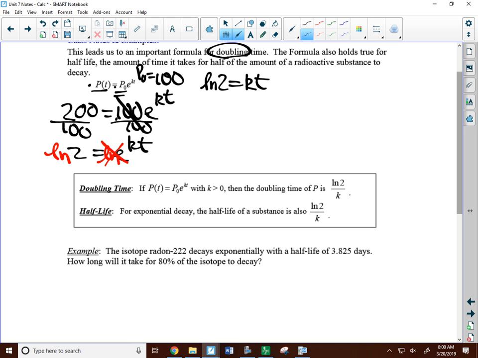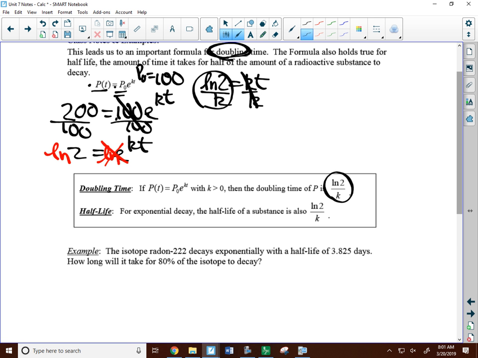From here, if you want time, you can divide by k. If you want k, you divide by time. Down here, they generally want doubling time, so t. So I'm going to divide by k. So t, the time, is going to be ln 2 over k. Again, this only works if they say something about doubling, you're getting exactly double the amount. It also works for half-life, I'll show you in a second. That's the value. Now, if you wanted time, it's ln 2 over k.